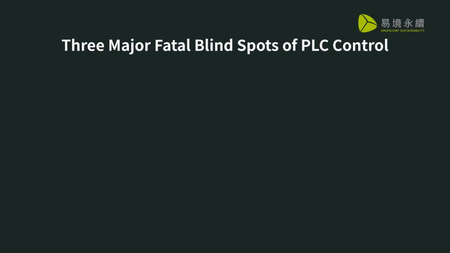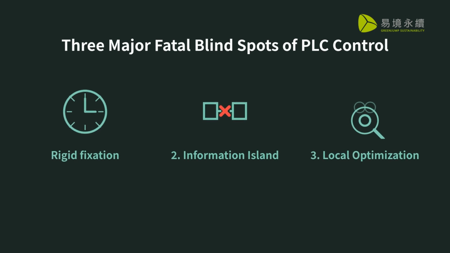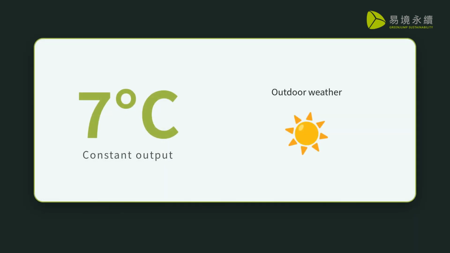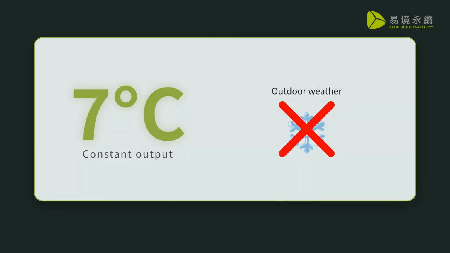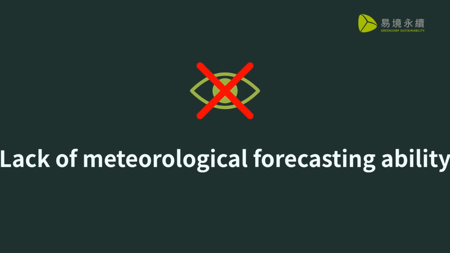Traditional air conditioning systems rely on PLC control, which has 3 critical blind spots. Let's break them down one by one. First, it is dead. No matter if it's 10 degrees or 35 degrees outside, it always consistently produces 7 degrees of ice water. It does not have the ability to watch the weather and cannot automatically adjust the most energy-efficient output based on environmental changes.